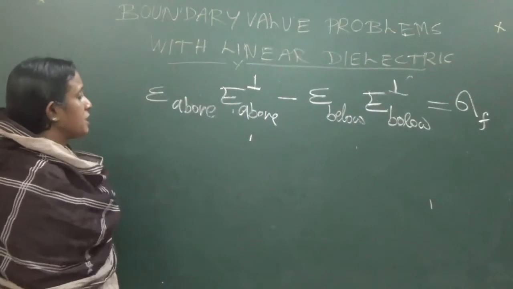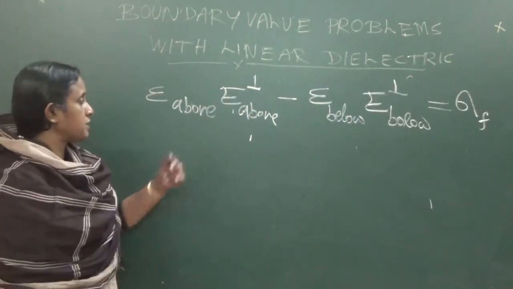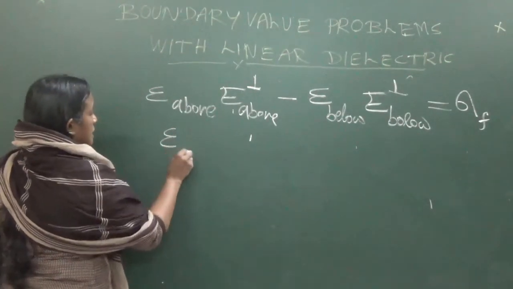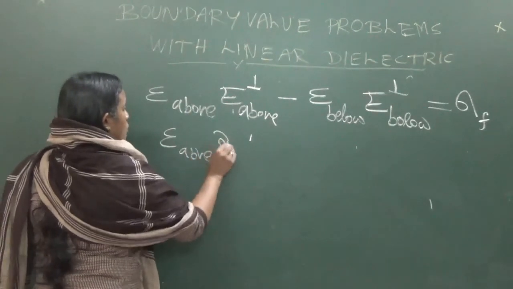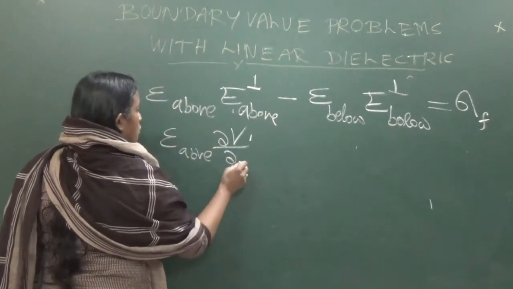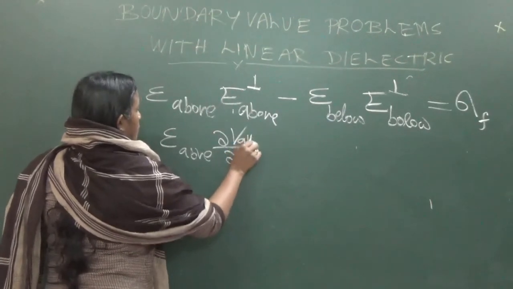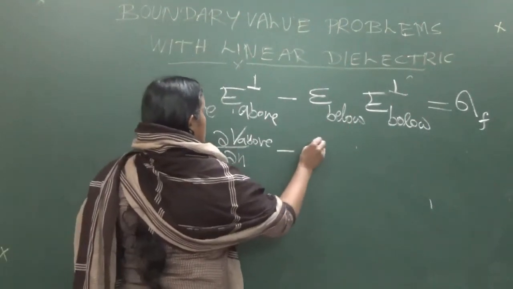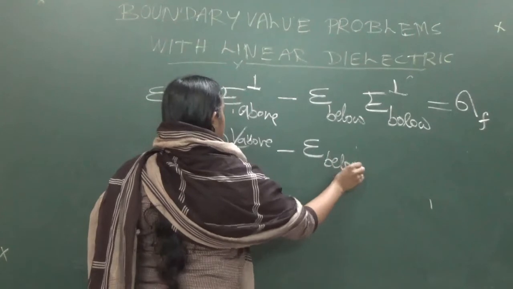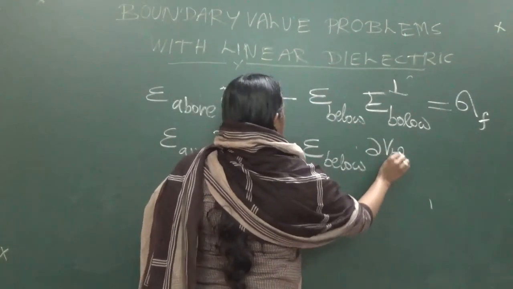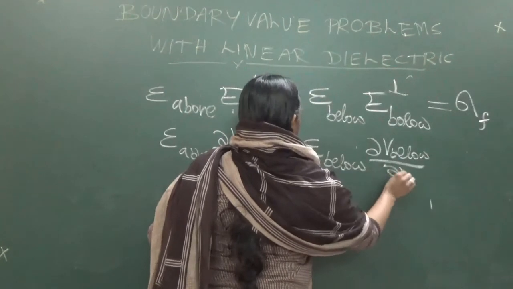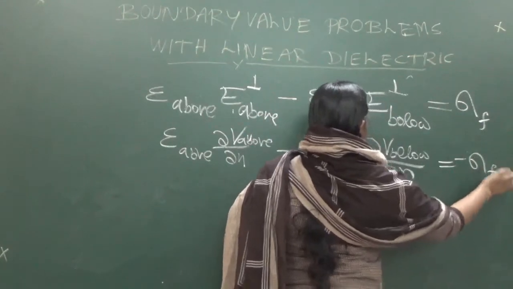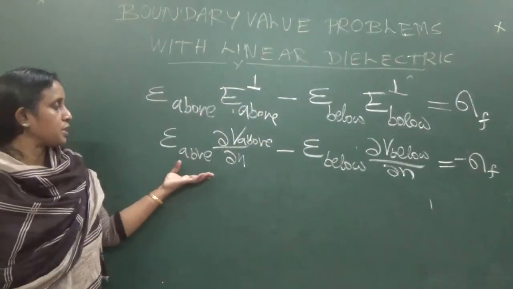Now we can extend this in terms of potential. We can write this equation in terms of potential. That means you can write this as epsilon above dou V above by dou n minus epsilon below dou V below by dou n is equal to minus sigma f. This is in terms of potential.